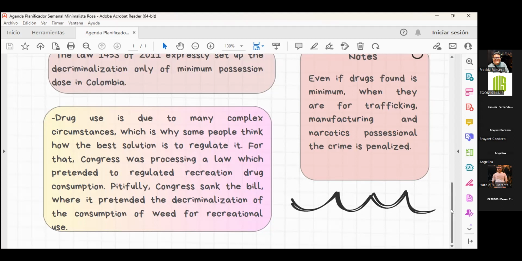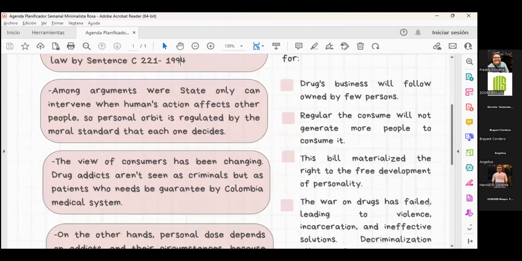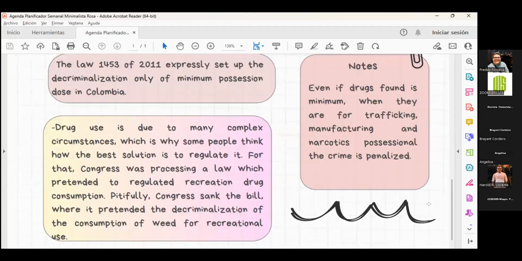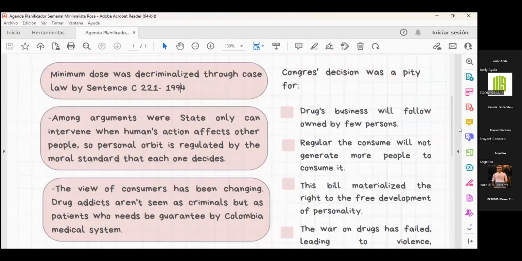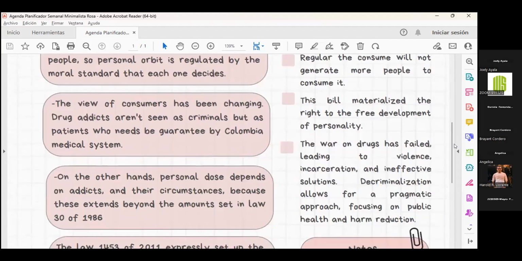Among the arguments in favor are the need to break up the monopoly of criminal gangs, guarantee consumer rights, and destigmatize drug consumption. Congress's decision was a pity, because the drug business will continue to be owned by a few persons. Also, regulating consumption will not generate more people who consume it. And this bill materialized the right to the free development of personality.